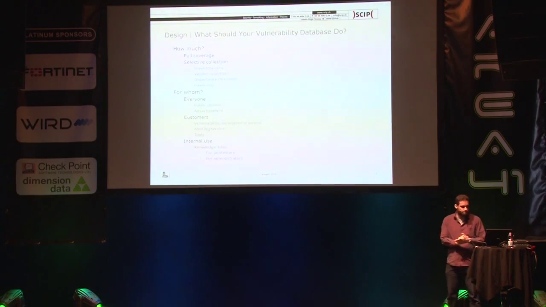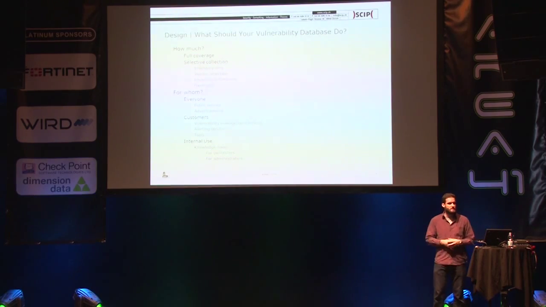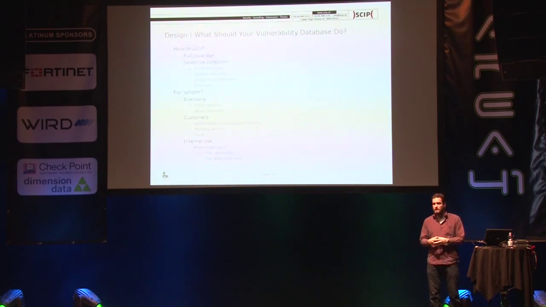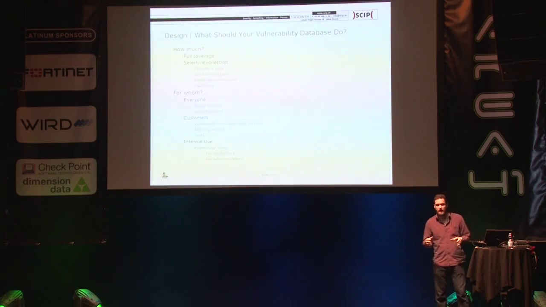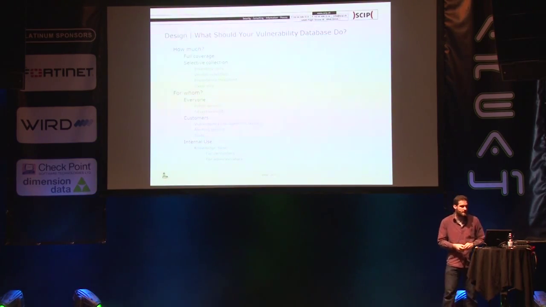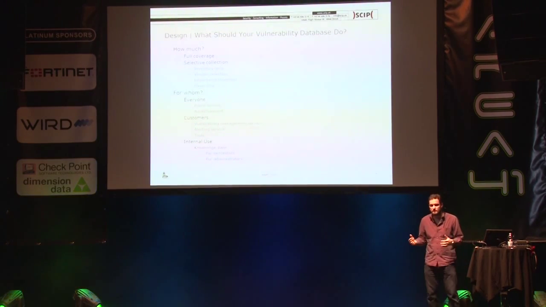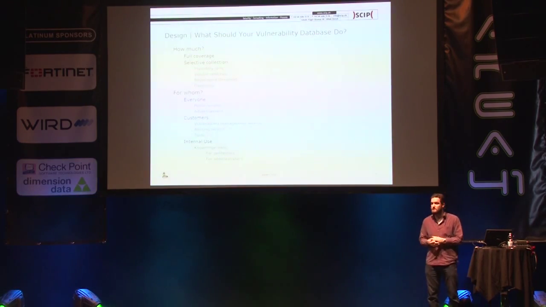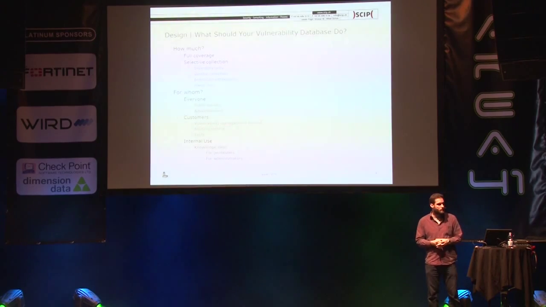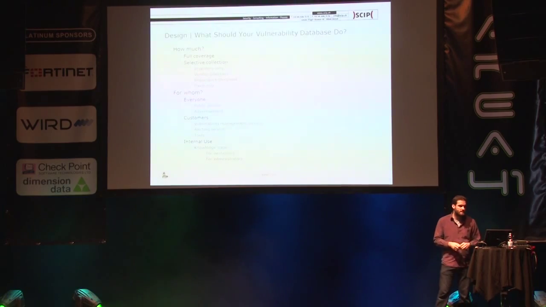So when you start to do vulnerability management and to collect vulnerabilities, you have to think about how you want to do that. The first thing you have to think about is how many vulnerabilities you want to maintain in your vulnerability database. Ideally, you provide full coverage. You add every vulnerability that there is, but this takes a lot of time. So most companies or vulnerability database vendors use a selective collection.